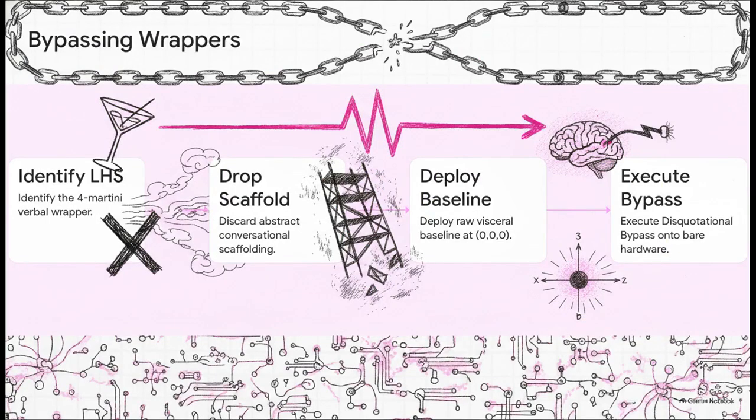So how do you actually sell this four martinis opportunity? Well, you have to systematically drop the four martini verbal scaffolding, the small talk, the abstract translations. You literally stop trying to use words entirely and instead deploy a raw, unshielded physical baseline exactly at the 000 coordinate. Doing this initiates what the text calls a disquotational bypass, writing the code directly to the bare hardware.